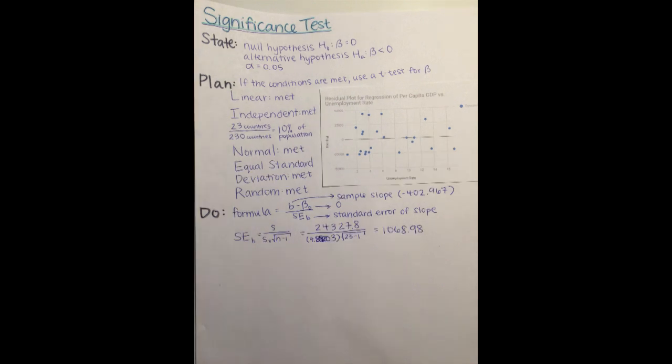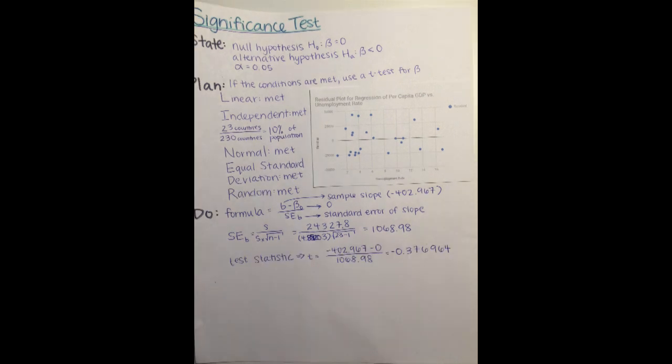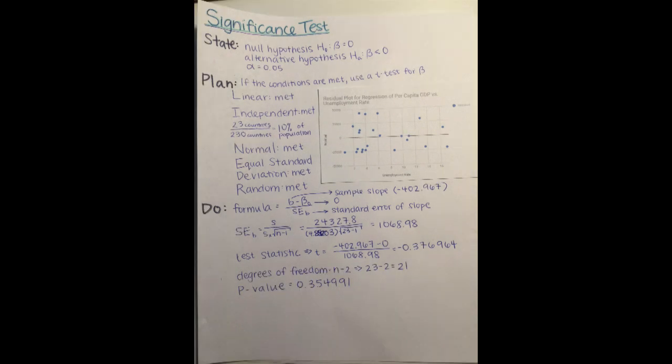The standard error of the slope was found using this formula, where s is the standard deviation of the residuals, 24,327.8, s sub x is the standard deviation of the x values, or unemployment rate, 4.852, and n equals 23 countries. Therefore, standard error was calculated to be 1068.98. With this value of standard error, we can find our test statistic with the formula above, acquiring a t-value of negative 0.377. With this t-value of about negative 0.377, we can calculate the p-value of the t-distribution with 21 degrees of freedom. The p-value of this test was determined to be 0.355.